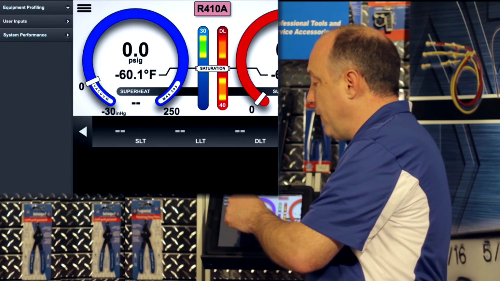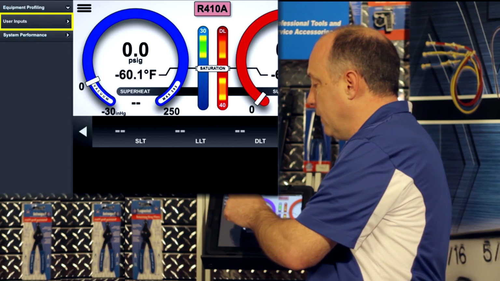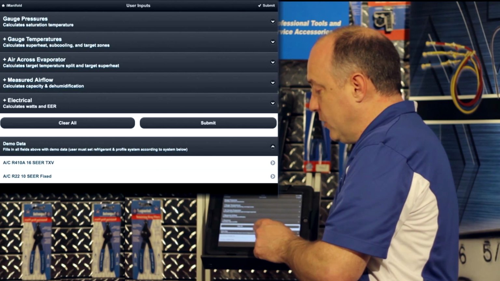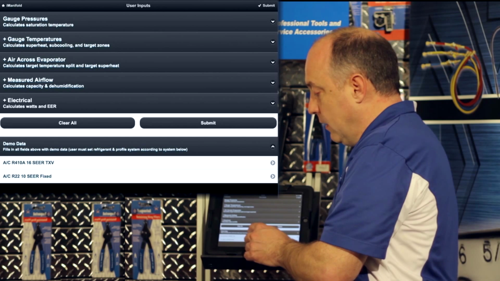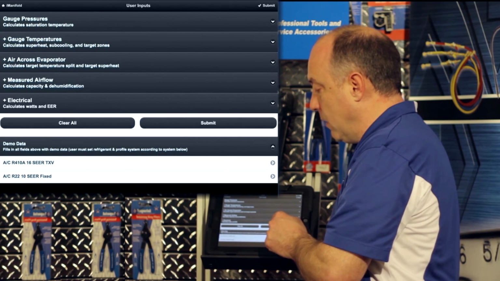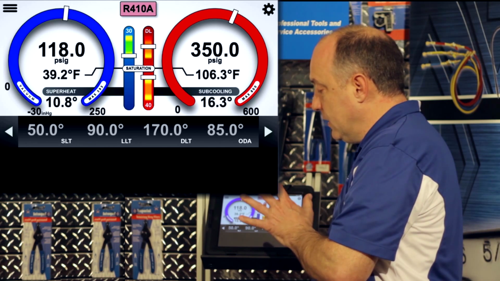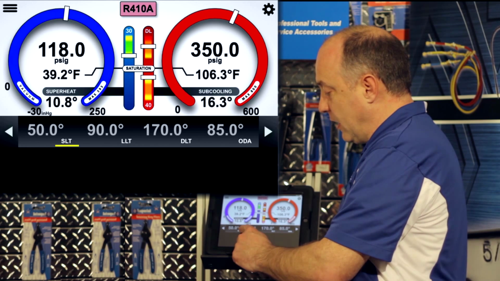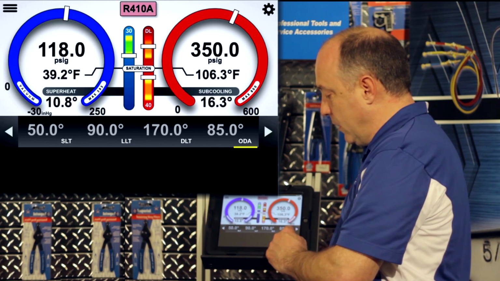Now I'm going to close the profiling for just a minute, and just for ease of understanding, I'm going to put in some user inputs. So I went down, opened up the user input menu, and I'm going to select R410A system just because it's pretty common and most people know how to work that one. So as soon as I profiled the system, you can see it came up, and I have my suction line, liquid line, discharge line, and outdoor air temperatures.